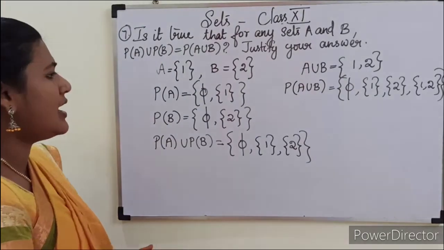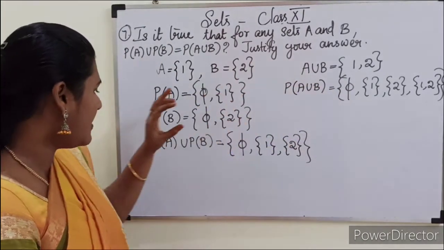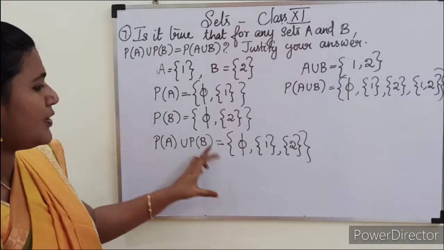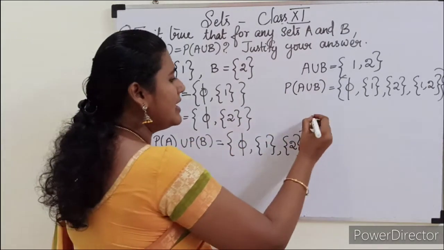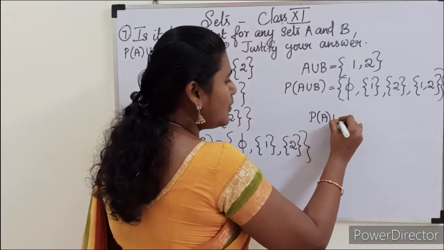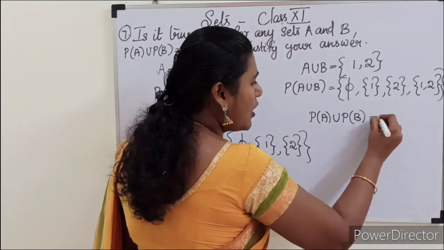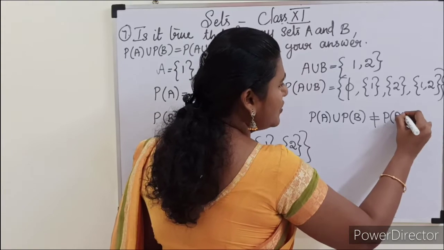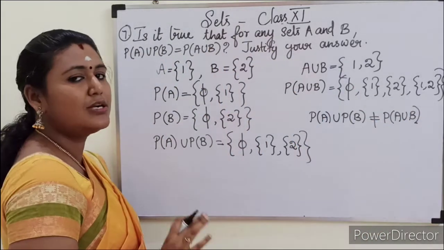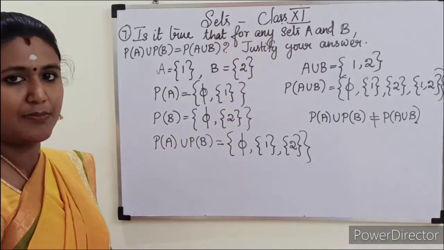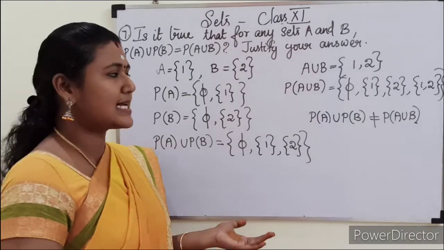Now you check whether P(A union B) and P(A) union P(B) are the same. No, they are not the same. That is, P(A) union P(B) is not equal to P(A union B). So the given statement is not a true statement. It is a false statement.